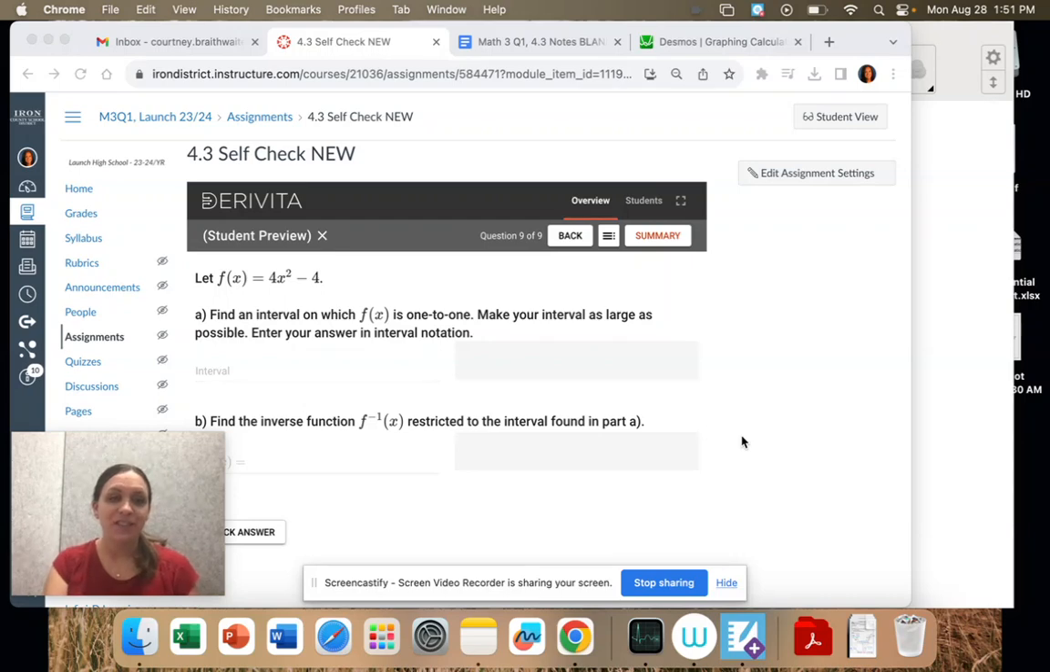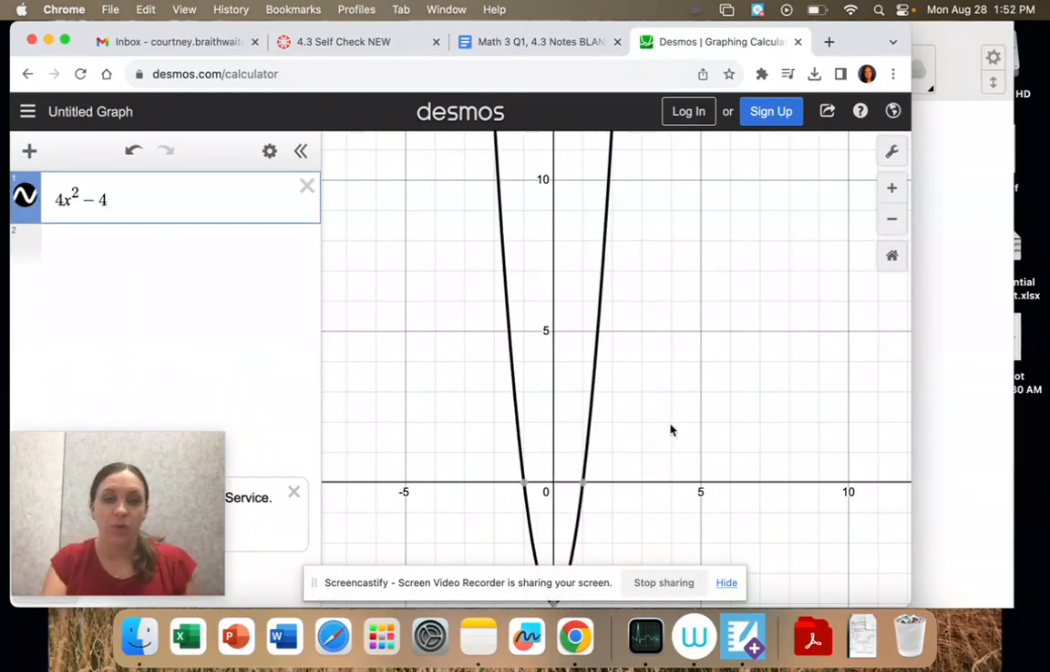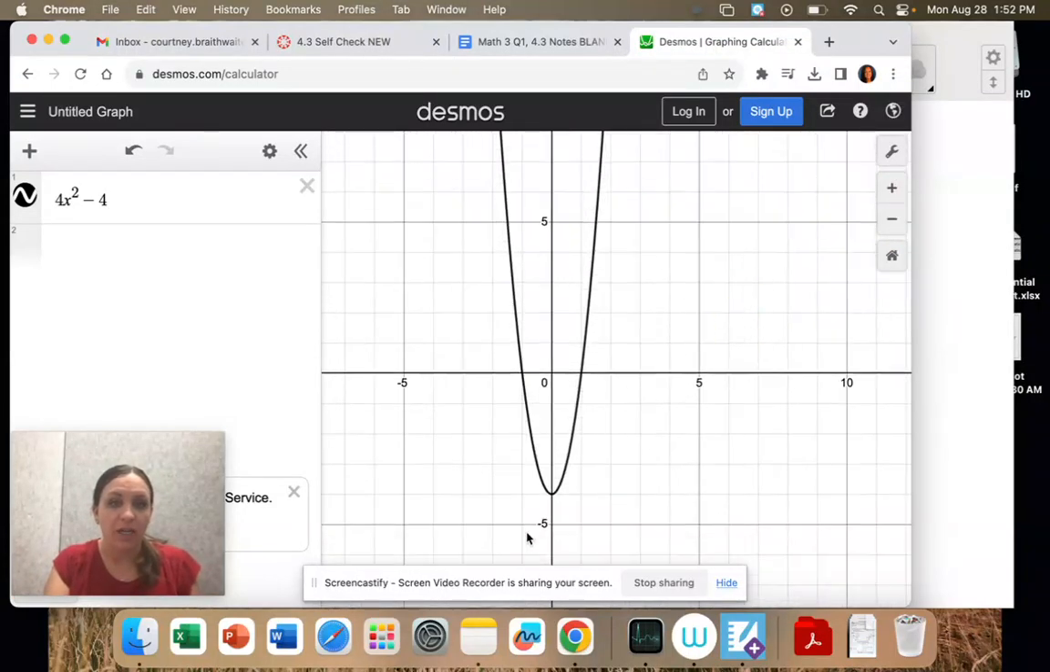Okay, last question. It's just like our last one. We have 4x squared minus 4. And it's saying we want this to be 1-to-1, which means we only want half of the parabola. We want to cut it in half. So we go down to the vertex. Haha, this time it's nice. It's right in the middle at x equals 0.